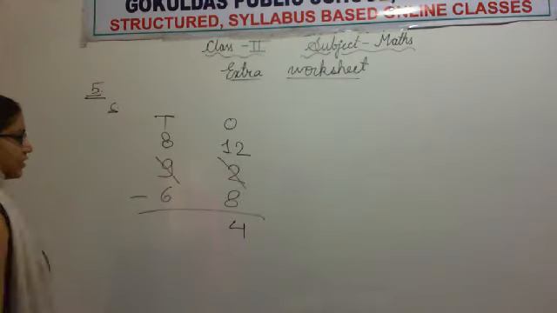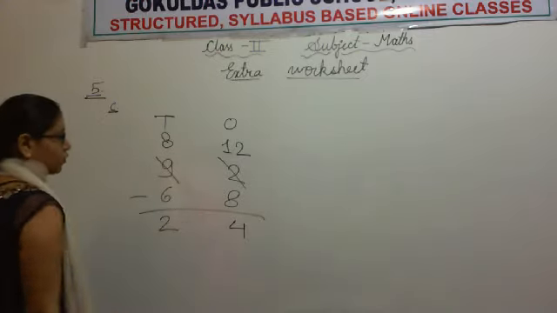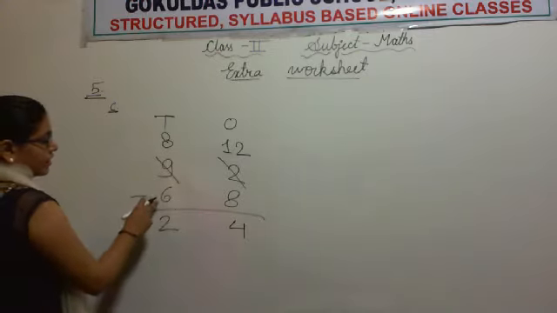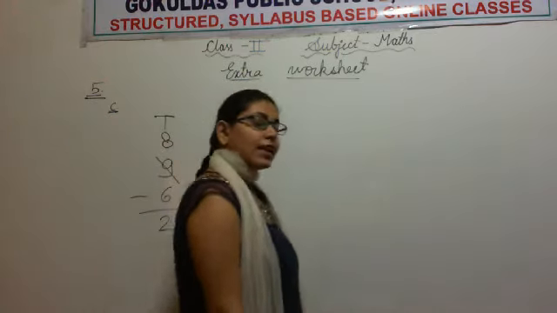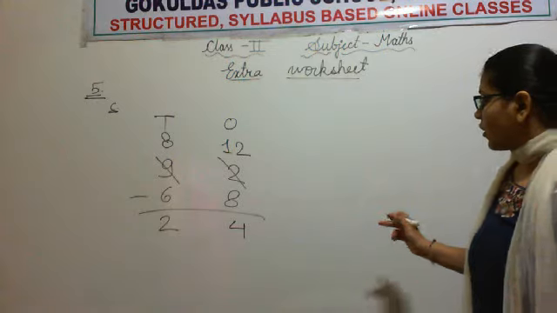8 minus 6. All of you subtract 6 from 8. Very good. The answer is 2. So we subtracted 68 from 92 and got 24 as difference. Let's check we did it correctly or not.